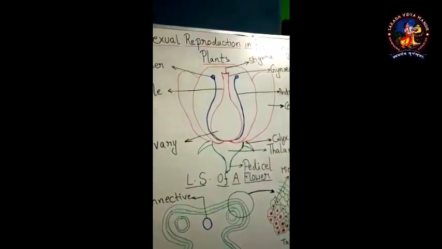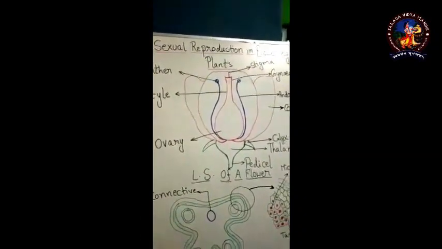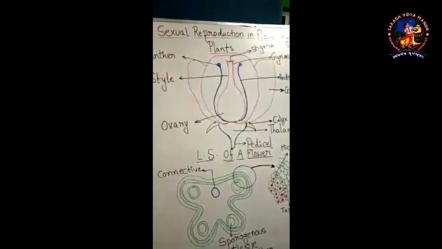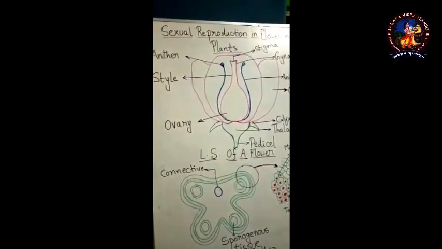In today's class, we will read about sexual reproduction in flowering plants. To know the sexual reproduction in flowering plants, at first we have to know about a flower, a typical flower.